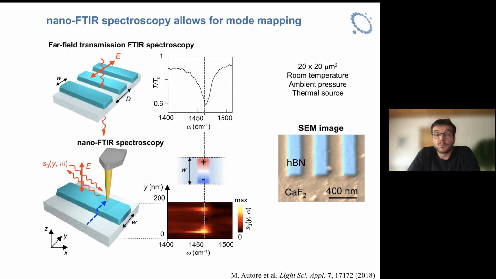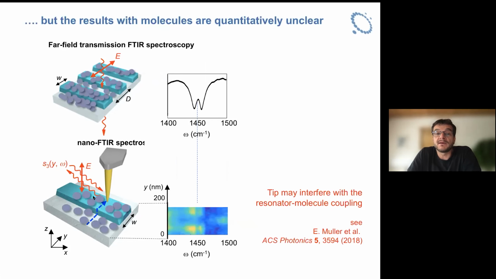So now we repeated this experiment, but we first evaporated the molecules. For comparison, the far field experiment shows us here that this resonance is split. We see two dips here. And we now repeat the experiment with the tip. We scan the tip across. We record at each pixel a spectrum.